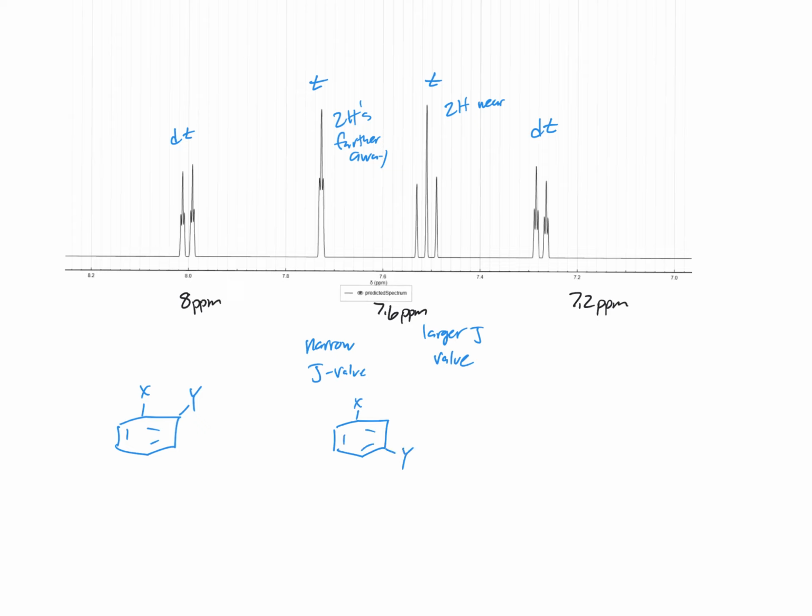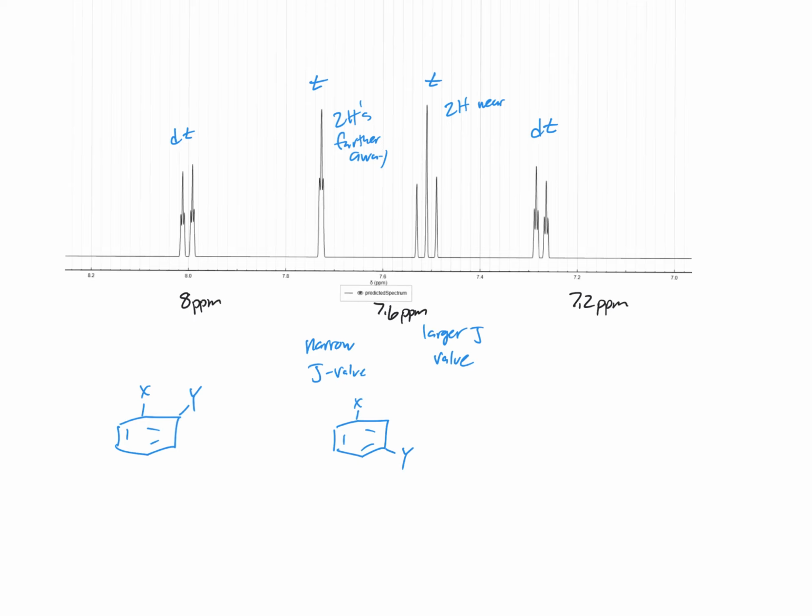So what I'm going to look for is a hydrogen that would have two nearest neighbors, and certainly this one has two nearest neighbors, but it also has a further neighbor. So it might not be just a triplet, it might be a triplet of doublets. This hydrogen has two further neighbors, but nothing really close by. So that might be that really narrow triplet. This hydrogen here has two close neighbors, but nothing a little further away. So that might be this larger triplet.